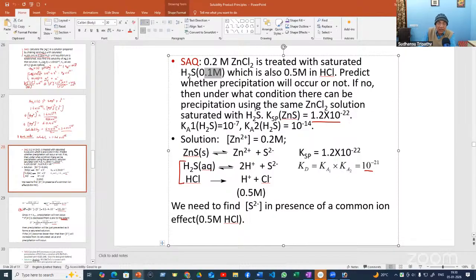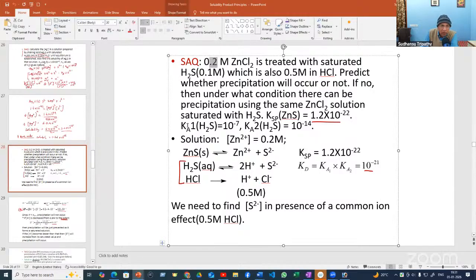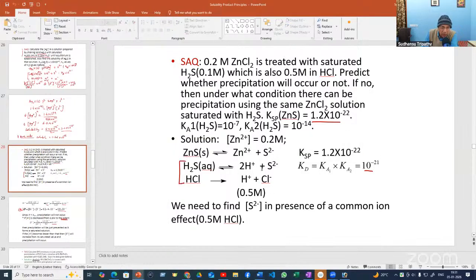Let's see. The KSP of zinc sulfide is given so low. We are playing with values close to 0, as I was saying. And the zinc ion is 0.2 M. Now, the Ka1 and Ka2 of H2S we already know. So here, the zinc sulfide heterogeneous equilibrium is functioning with KSP, and the H2S homogeneous equilibrium is also operating in the presence of common ion, 0.5 M HCl. So first we have to find out, in presence of 0.5 M H plus ion, what will be the sulfide ion concentration. First, let us see.